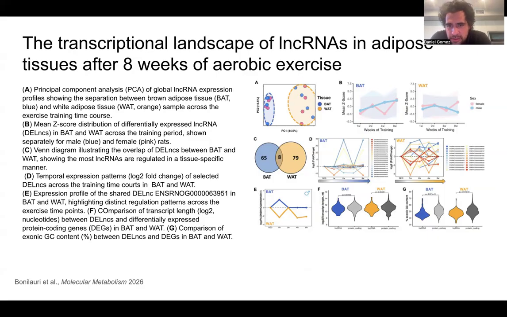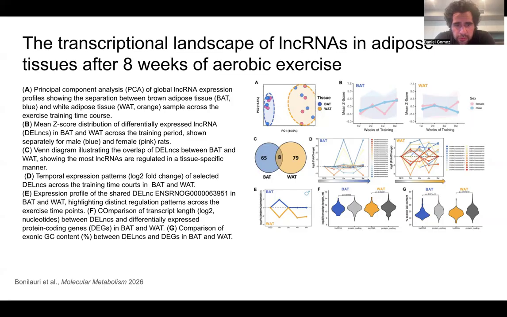So we see the expression for each gene or lncRNA there, and then the temporal expression patterns of selected del-nix across the training time course in both tissues are shown in D, and E has the expression profile, distinct for male, where it goes up and down in a distinct pattern across the exercise time points.